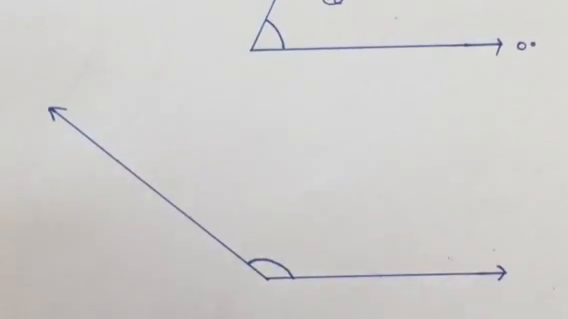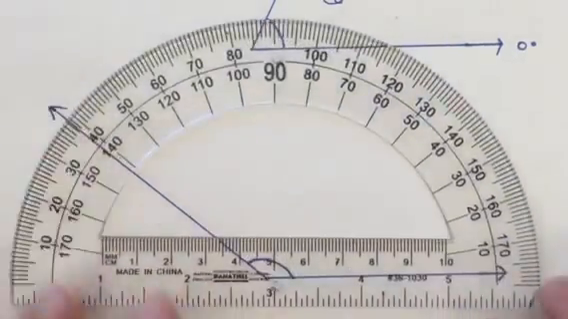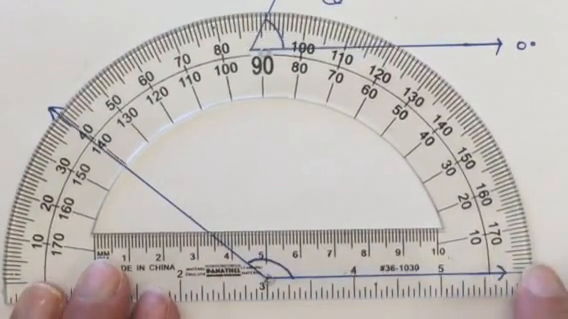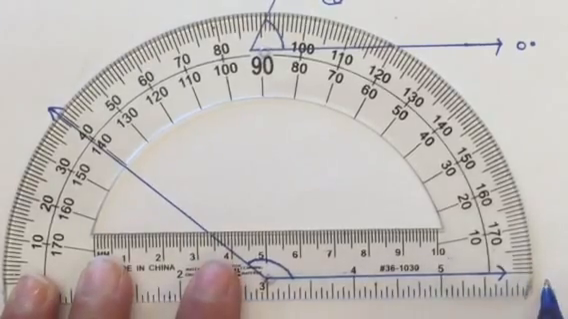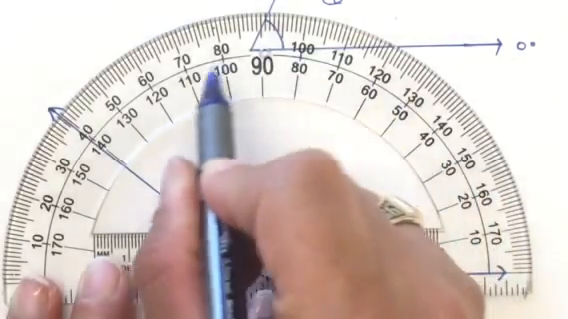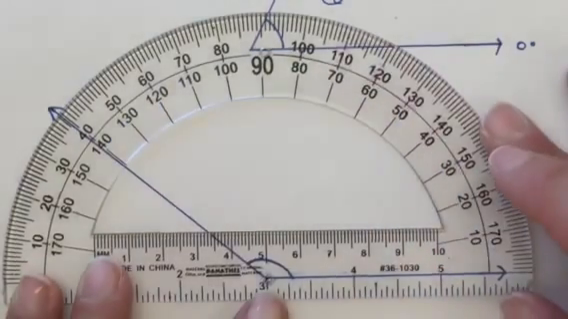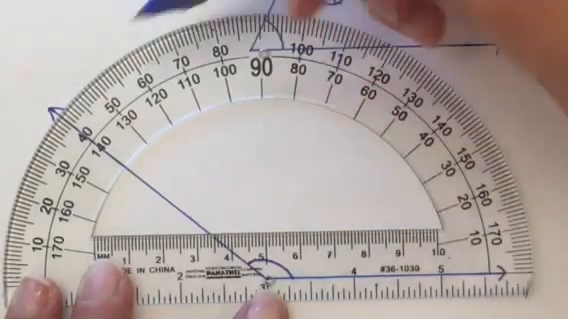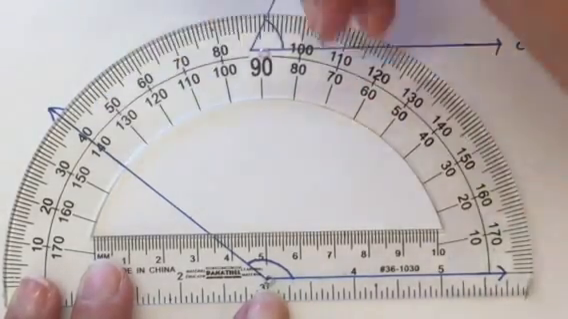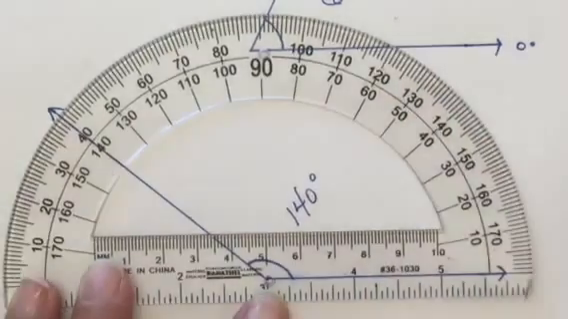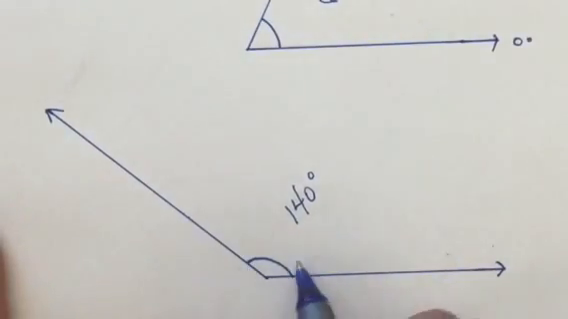This one here, do the same thing. I'm going to line up my center vertex, line up my 0 line over here. Now I'm going to follow along again because this angle opens up from right to left. So I'm going to go on the inside and I'm going to measure. It's approximately, there we go, approximately 140 degrees. So I can write down 140 degrees because this is the line that I'm actually paying close attention to.